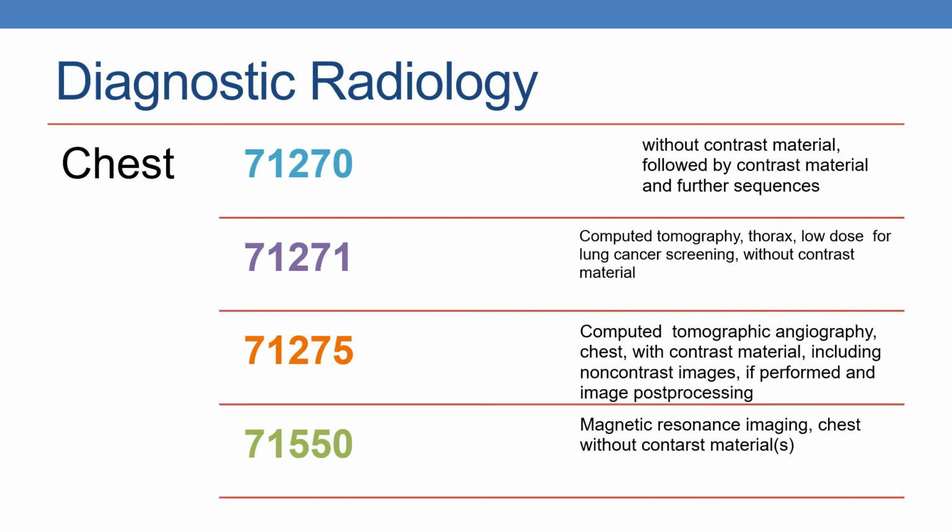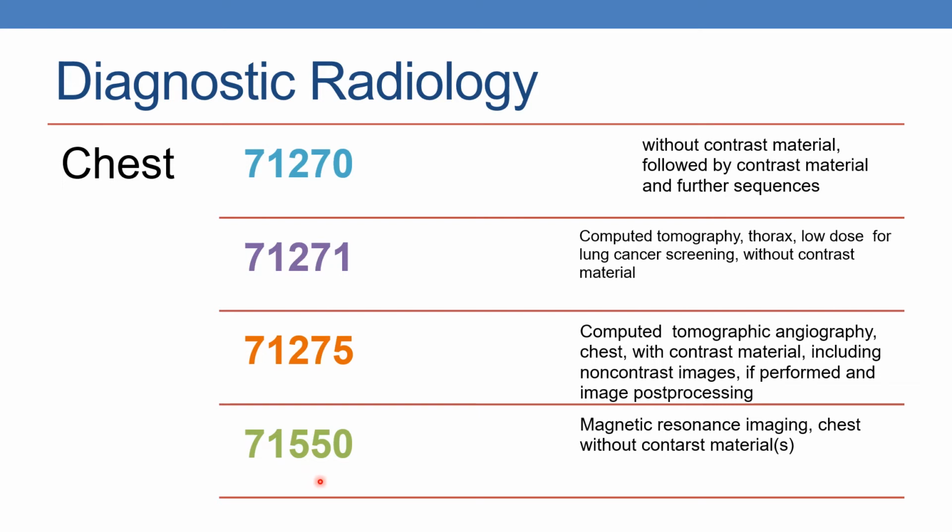Now coming to next CPT 71270, which is CT thorax without contrast followed by contrast material and further sequences. The next is 71271. Computed tomography thorax low dose for lung cancer screening without contrast material. The next is 71275. Computed tomographic angiography CTA chest with contrast material including non-contrast images if performed and image post-processing.